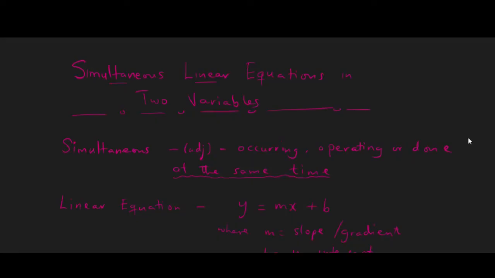In this video, we will dive into solving simultaneous linear equations, or systems of equations in two variables. Firstly, we want to define what simultaneous means. According to the dictionary, it means occurring, operating, or done at the same time. In our case, we will be solving two linear equations at the same time in order to find the root set or the solution set.